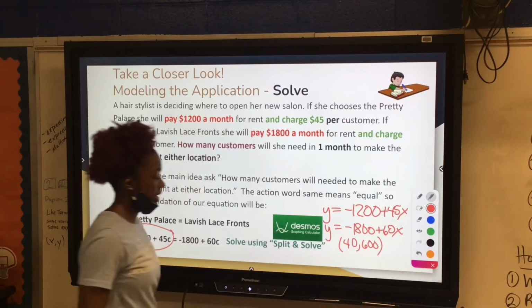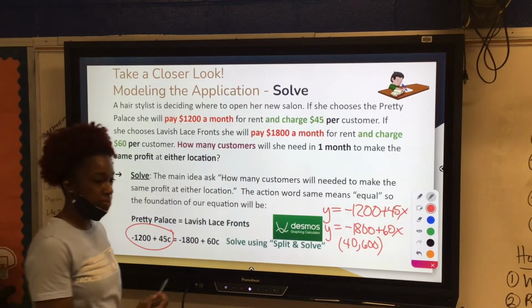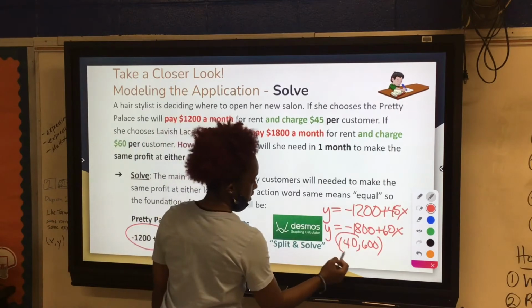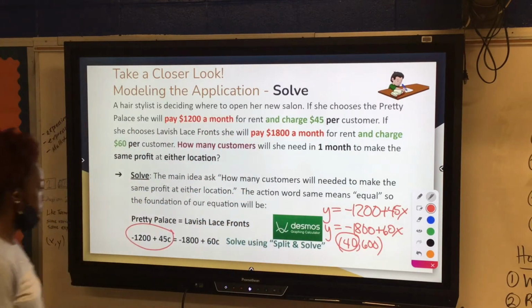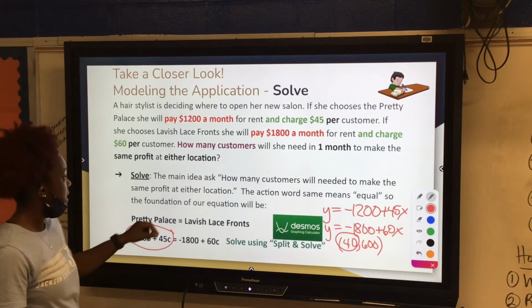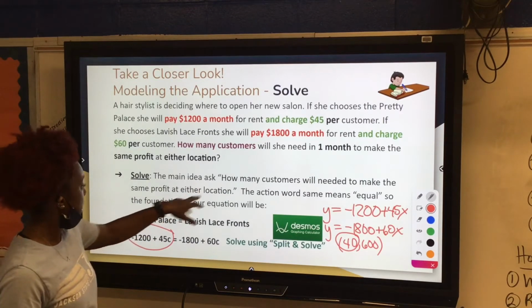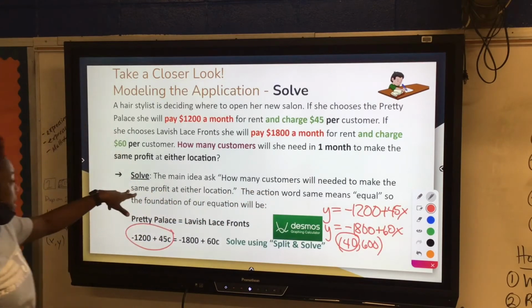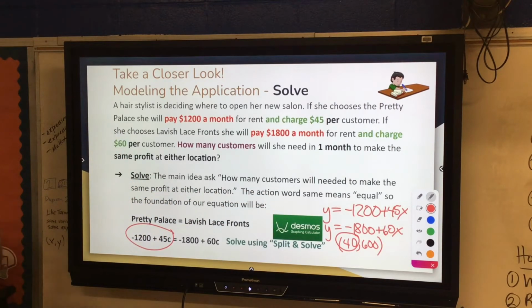600. Okay, and we know our answer is the x because that's what we're solving for. So we should get 40. So what does 40 mean? How many customers will be needed to make the same profit? That is 40 customers.